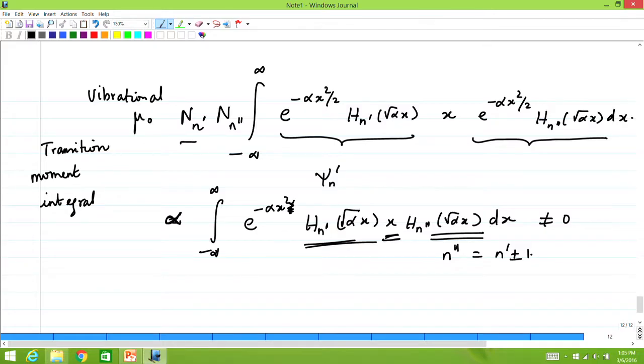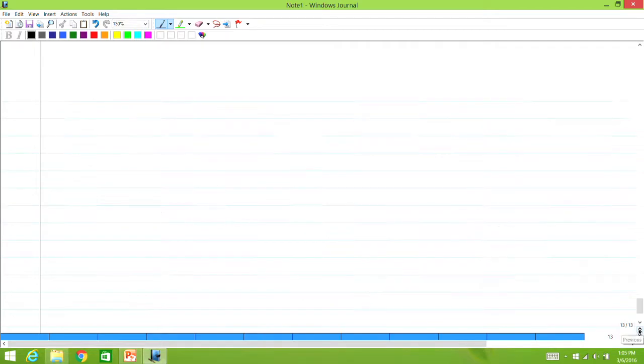But that argument should be very carefully stated, because this does not mean n and n prime can differ by 3. No, it does not work. This integral is still 0. It cannot differ by other than 1, and therefore it is a property of the wave functions, which results with the transition moments being connected only in the vibrational energy levels.